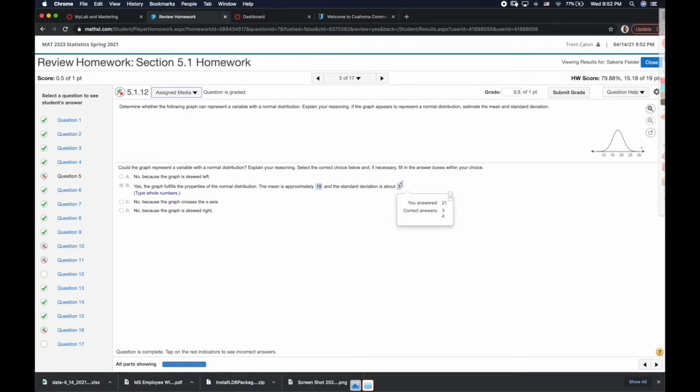Let's see what you put. So you did put 21. Good job, you identified that inflection point. You just have to subtract. You need to find the difference between the mean and the inflection point, and so you get 3.